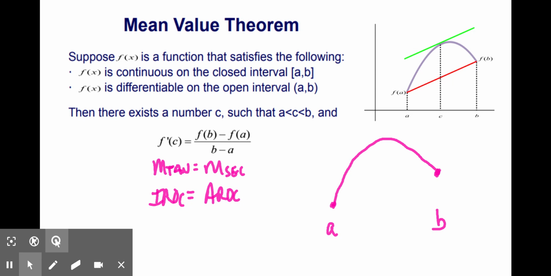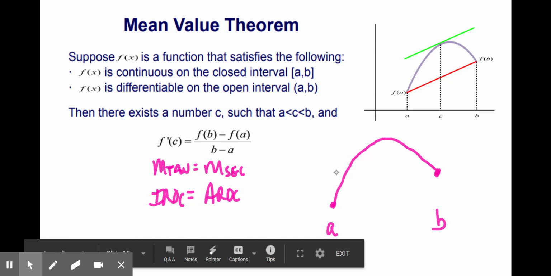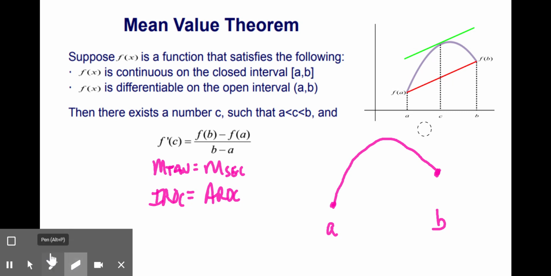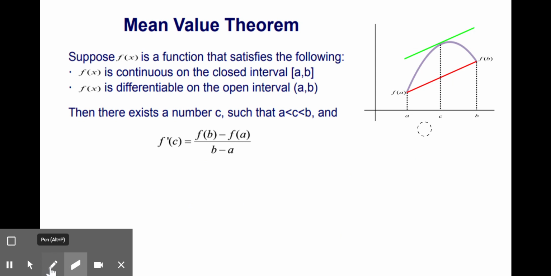We just know that someplace along A to B is where the AROC will equal the IROC. So that's why it's continuous on the closed interval and differentiable on the open interval. Let's try a couple of these real quick, and then that's it.